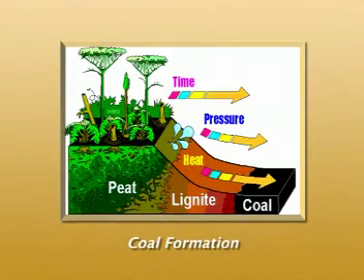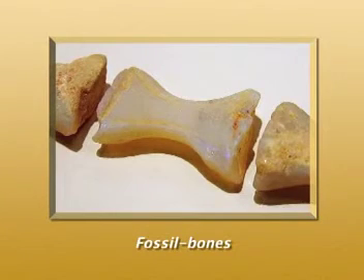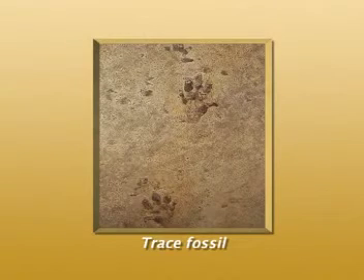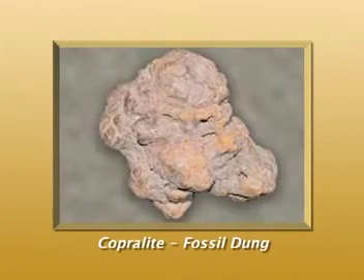The remains of plants as in coal or lignite are usually found in the form of carbon. The remains of animals usually consist of hard parts of bones, teeth, or shells. Traces are such things as footprints, coprolite, that is fossil dung, or feces, dwellings, burrows, and eggs.